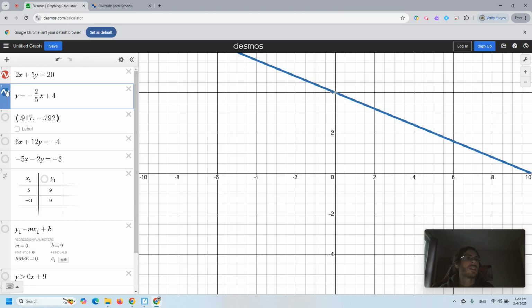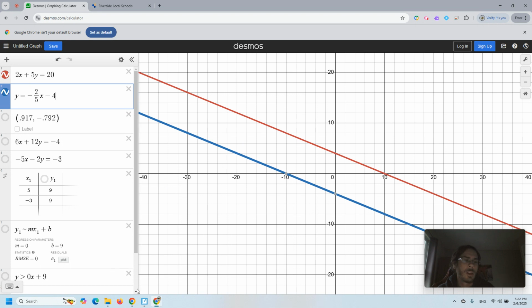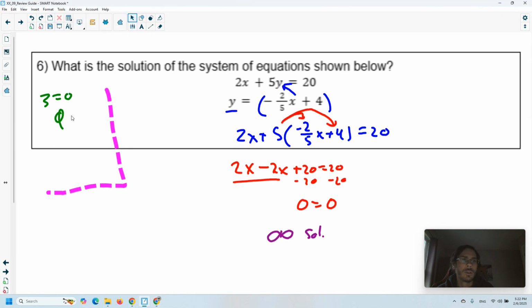Oh, it's getting dark. All right, real quick, no solution. If we had negative 4, so this is no solution because these things will never connect. Those are going to be parallel. That would be a no solution right there. All right, so that's everything. Sorry it's getting dark now, but there we go.